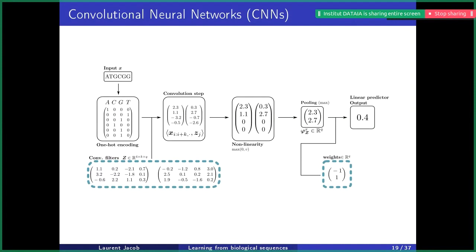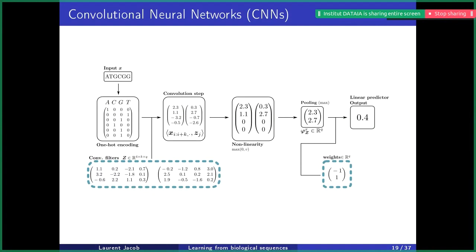We'll explain how you can interpret these filters after. Then you typically apply a nonlinearity. Here I just put the negative parts to 0. Then pooling along the sequence; here I just take the max. So that's the highest similarity along the sequence to the convolution filter.